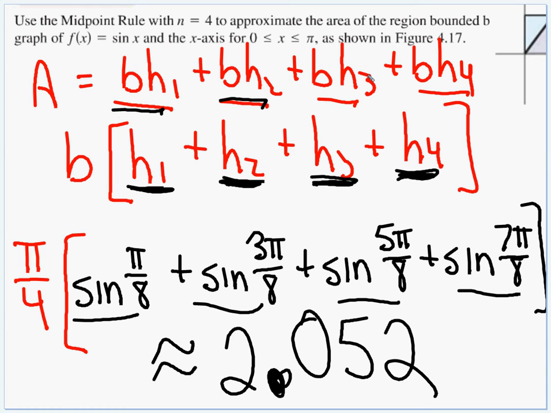Again, if they're limiting your numbers to 4 to 6, this is an easy way to go. Just think about it as the sum of some number of rectangles, factor the base out, then you have the base times the sum of the heights. And there's our midpoint estimation of that area.